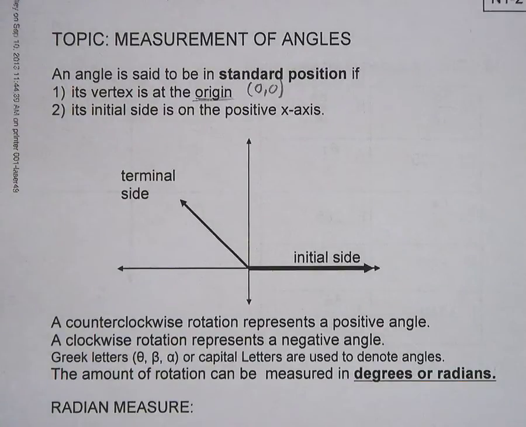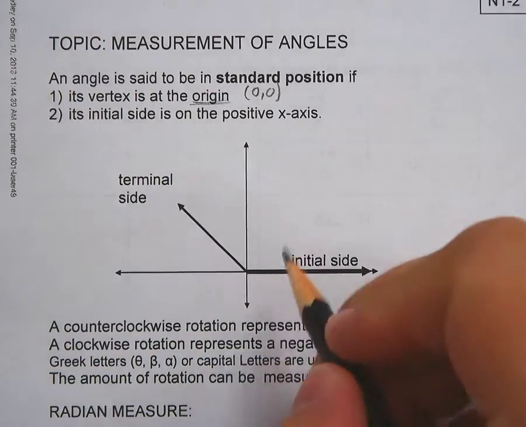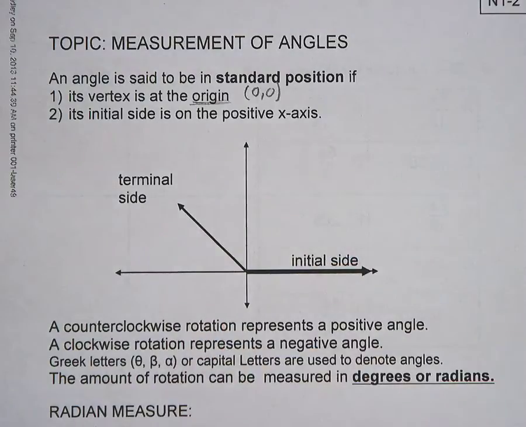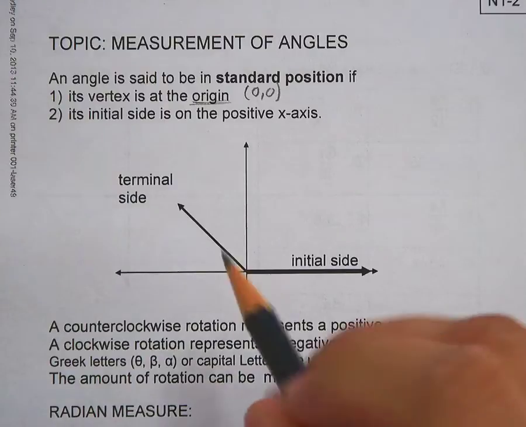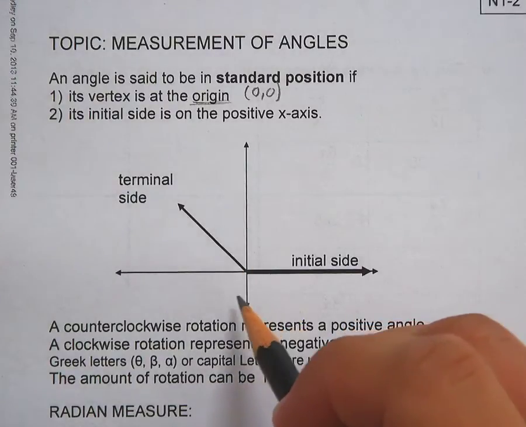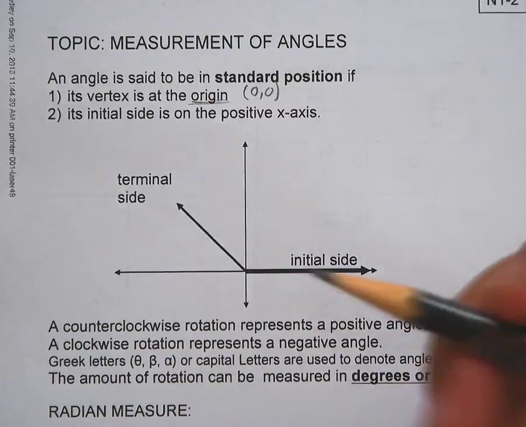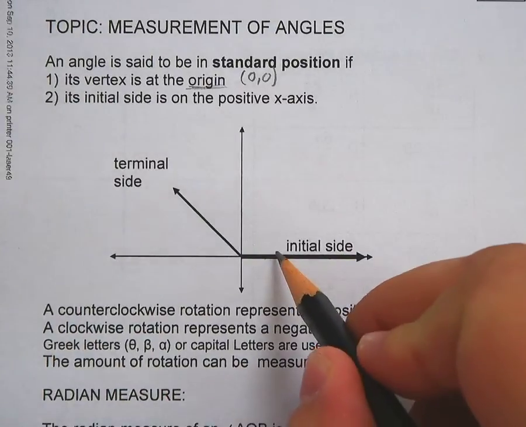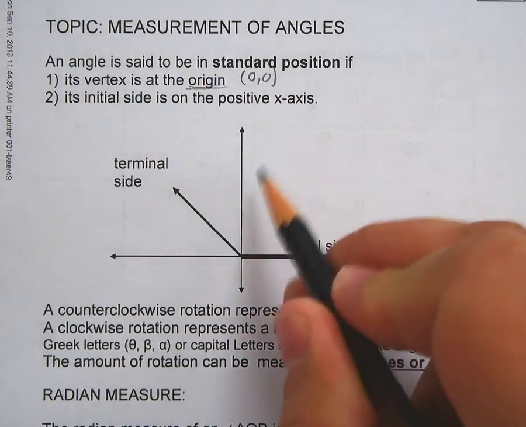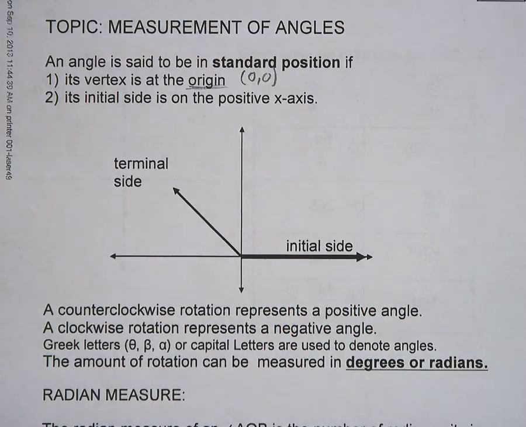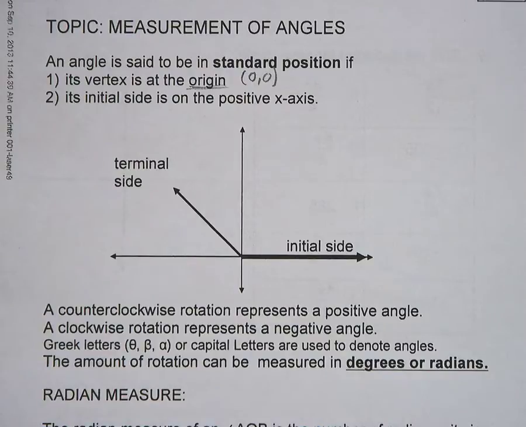And then a counterclockwise rotation represents a positive angle. So that's going this way. A negative, or clockwise, rotation represents a negative angle. If you go in the clockwise direction, like a clock runs, we represent a negative angle. If you think about it, up is positive and down is negative, so it's pretty easy to remember that way. At least I think so.